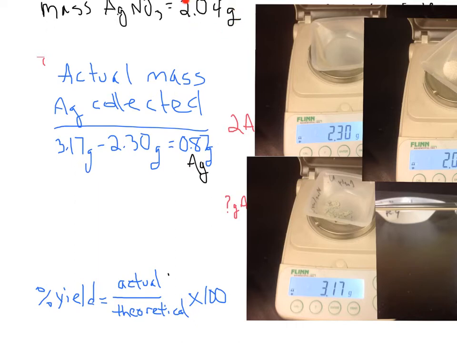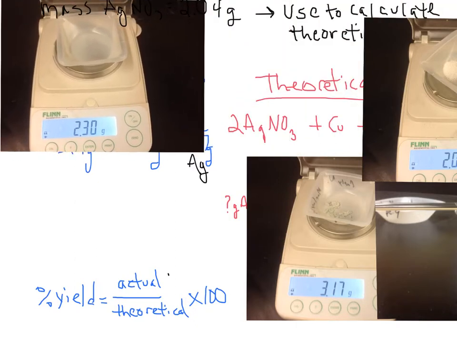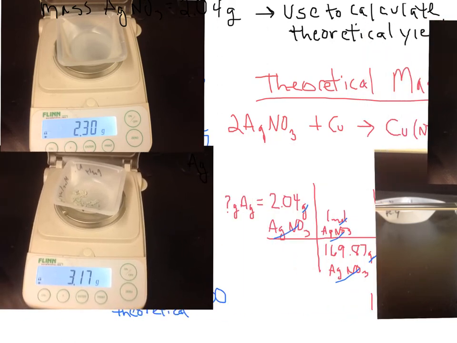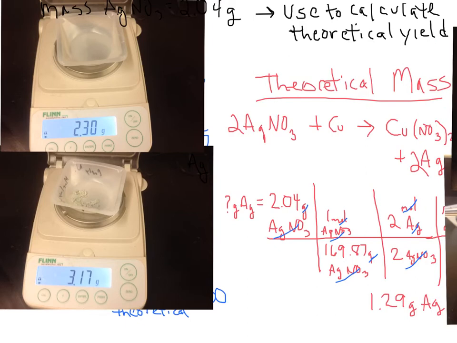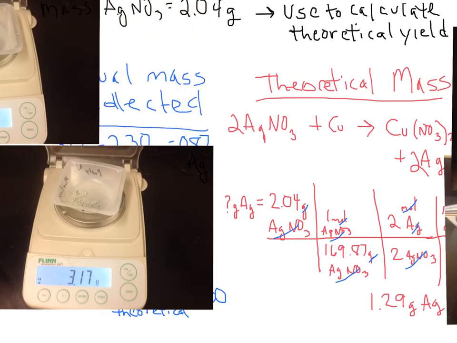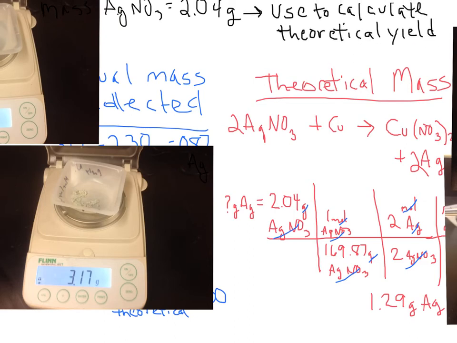We're going to assume for this lab that this is the limiting reactant, so that we had an excess of copper, which makes sense because even after this reaction's over, there's still copper wire left. So let's move this out of the way. So we're going to use that mass, 2.04 grams of silver nitrate, to calculate our theoretical yield.